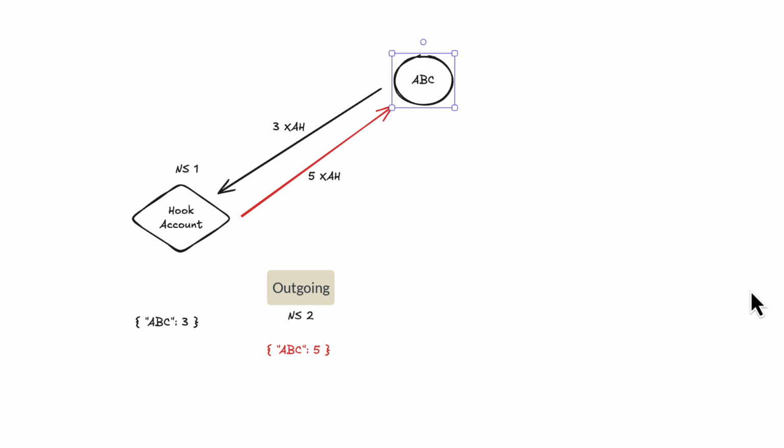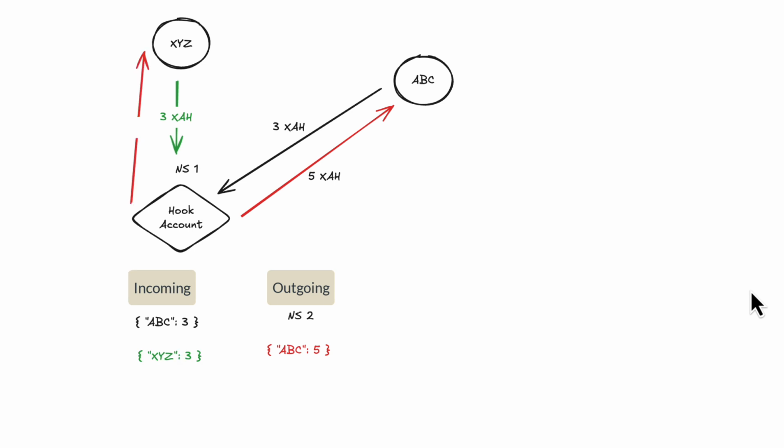There is another account called XYZ. It sends 3 Xahau. It's an incoming transaction. For outgoing transaction, the data is stored under namespace NS2. So NS2 will have all the outgoing transaction details, and the default namespace, which is NS1, will have all the incoming transaction details.